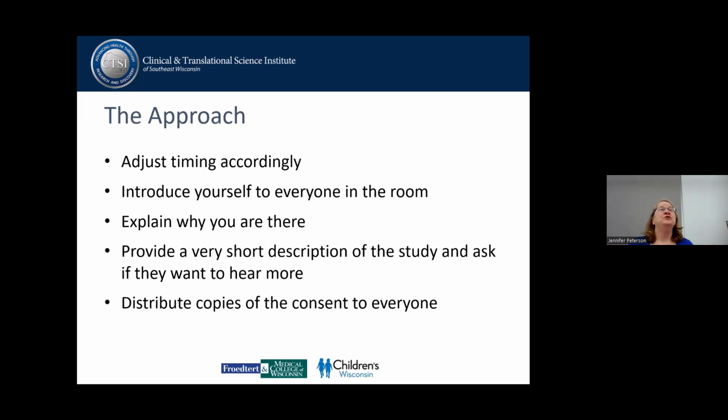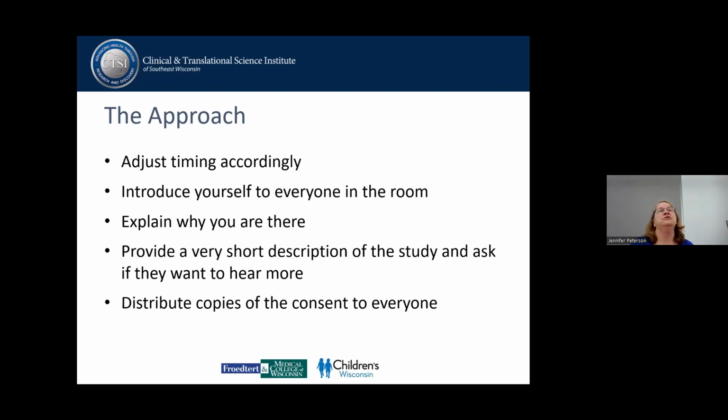Make sure you introduce yourself to everyone in the room. I know the focus tends to be the one that you need consent from, whether that be the patient or the person sitting next to the patient. It may seem very simple, but sometimes I think we're so focused on what we want to do that we forget those kinds of things. Explain why you're there. Make it clear that you're a member of the research staff and you're there to talk about research.